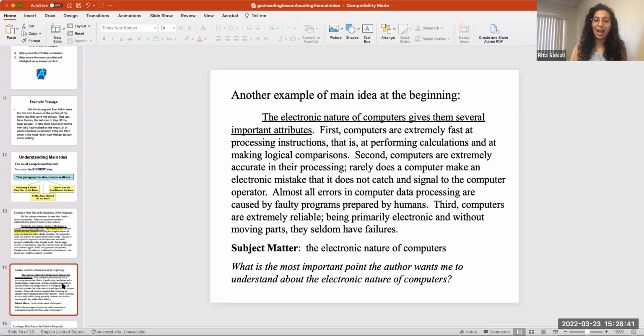They seldom have failures. So what is the author trying to tell me? What is the author talking about? Okay, and what's important about them?